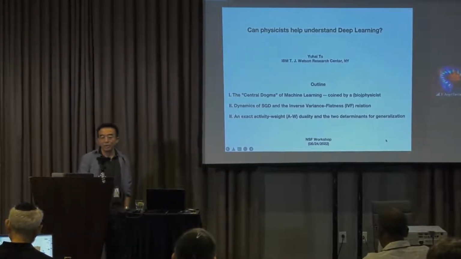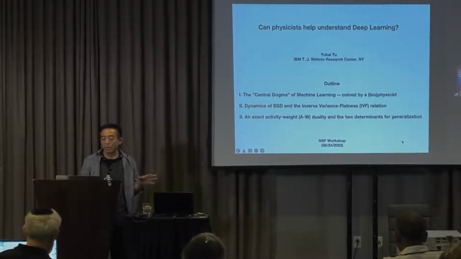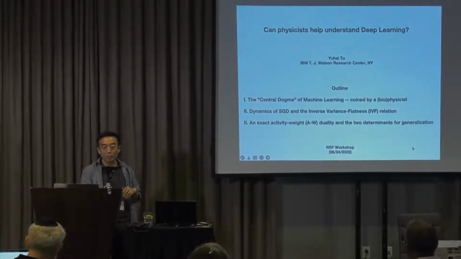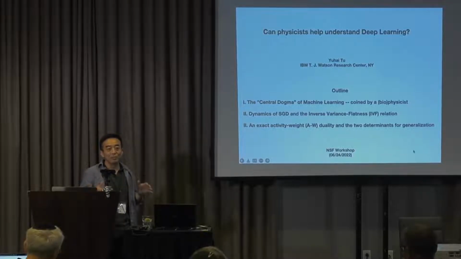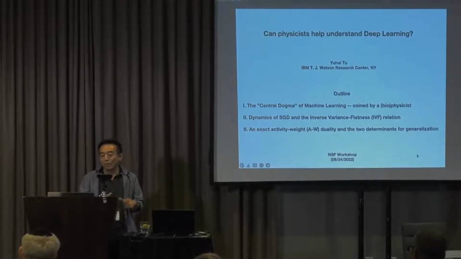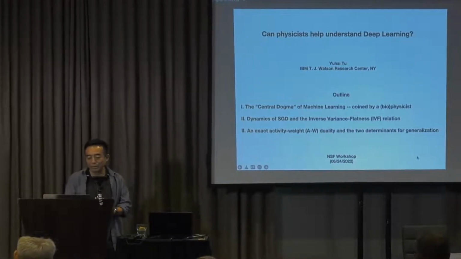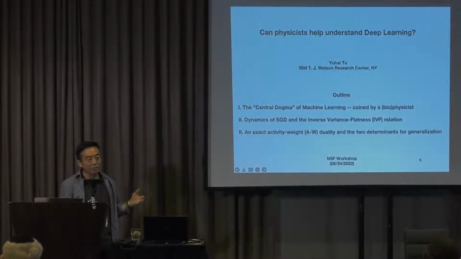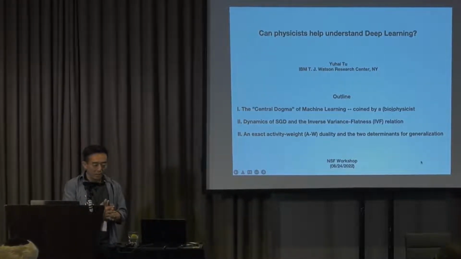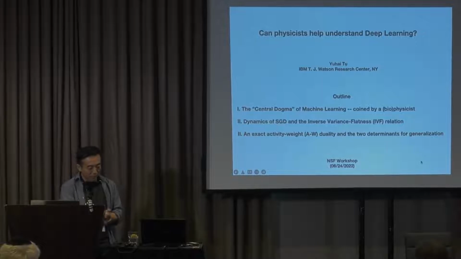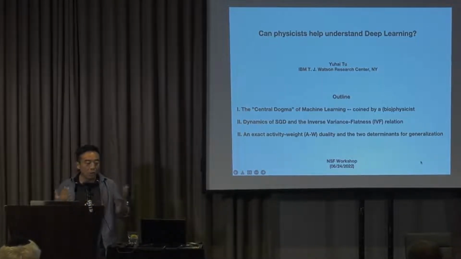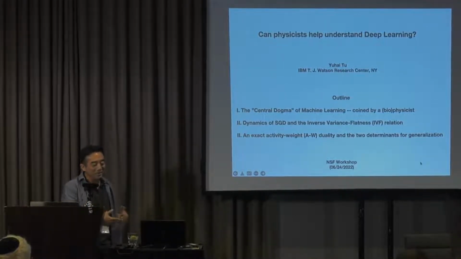But before I do, I would like to coin a phrase, central dogma, in the mind of a physicist or biophysicist, whatever, statistical physicist. What is machine learning all about? And then I'll go on to a couple of results, a recent one and a not published one, to show and to demonstrate and to convince you that we actually can help.